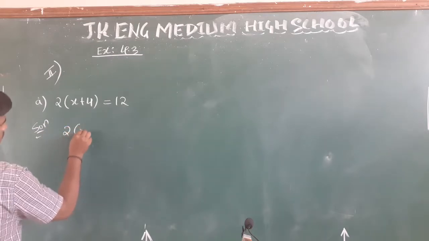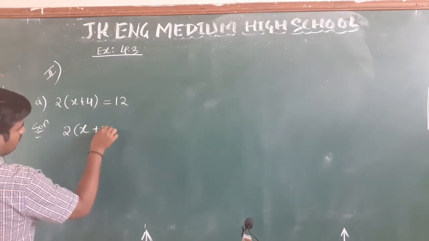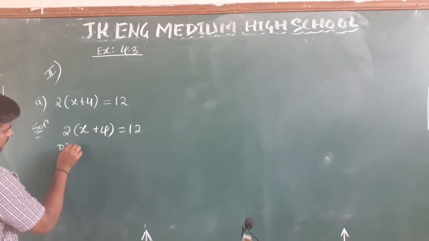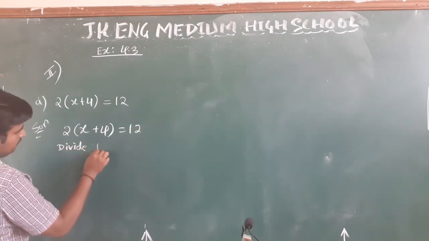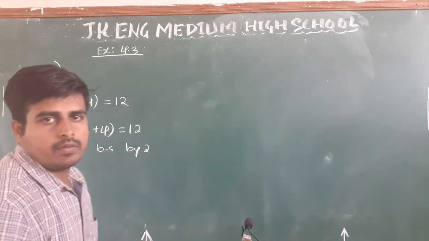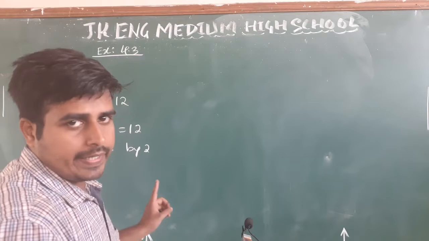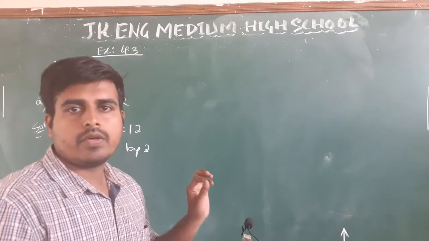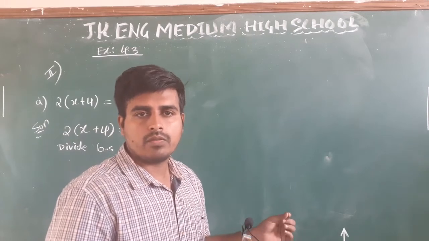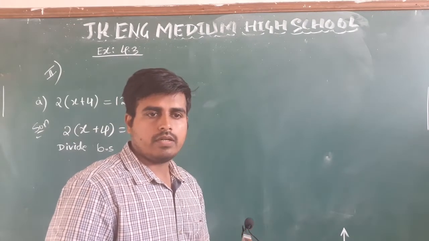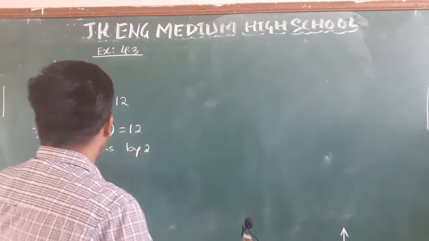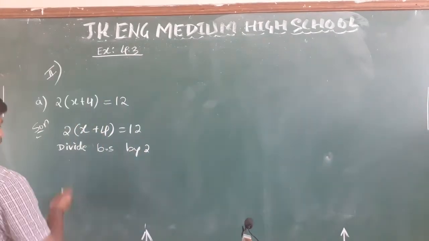Write once again: divide both sides by 2, because this 2 is connected to the bracket by multiplication. To remove any number, term or variable which is in multiplication, we have to apply the exact opposite of it, that is division. Divide both sides by 2.